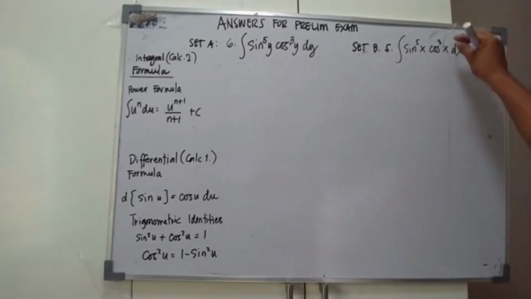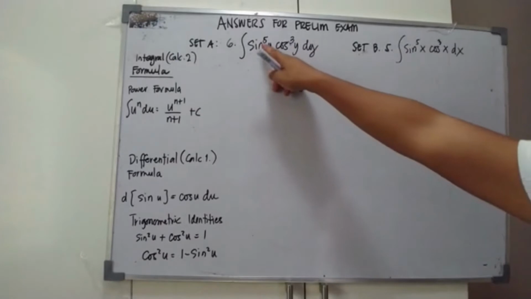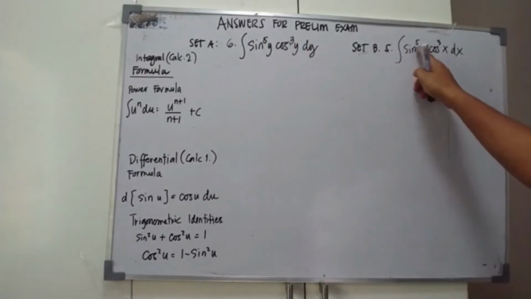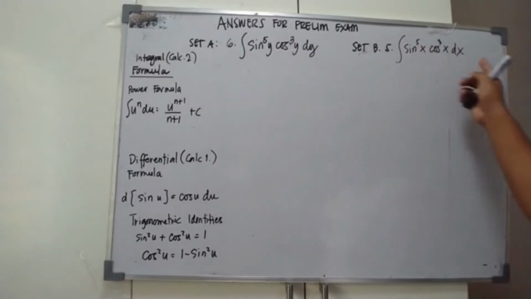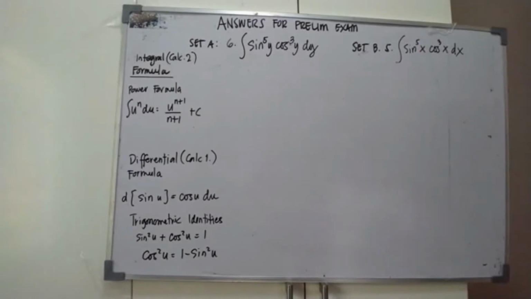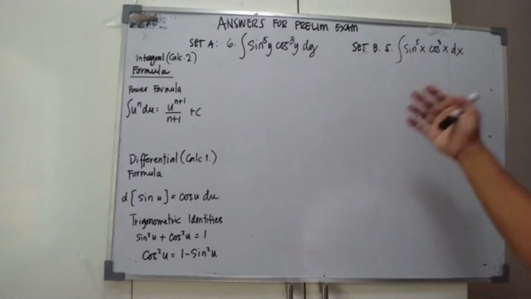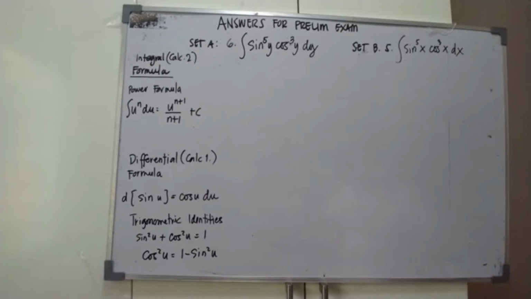So, everything is the same, right? Raised to 5, raised to 3, raised to 5, raised to 3. X and Y are the only difference between the two. So, the solutions of these two are exactly the same. Only the variable will change. The y becomes x. So, this problem is under odd powers of sine and cosine. Our solution here is the method by trigonometric transformation.